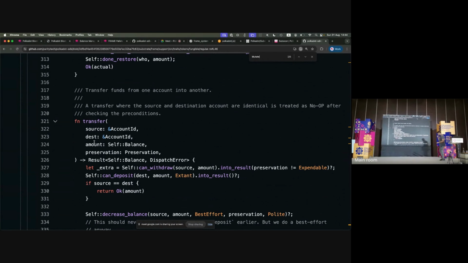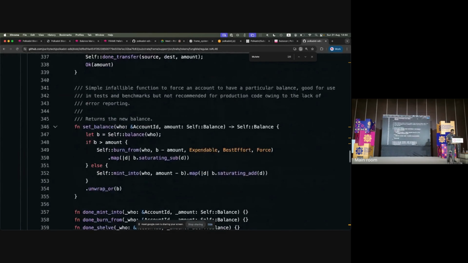Interesting one, transfer. So when your pallet has a type native currency, and you're saying that native currency should extend from a trait, should be something that implements the trait mutate, you can use that to do transfers, which basically mutates some balance, right? You can set balance. I think this probably should only be used for tests. Yeah, it says good for use in tests. So in your test, you want to put some balance, do some things, make sure everything passes.